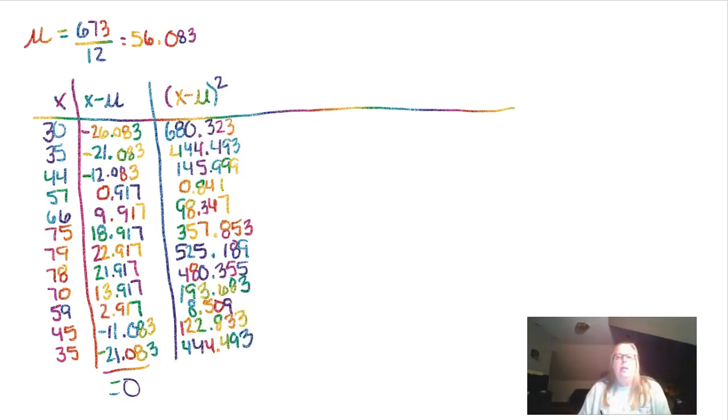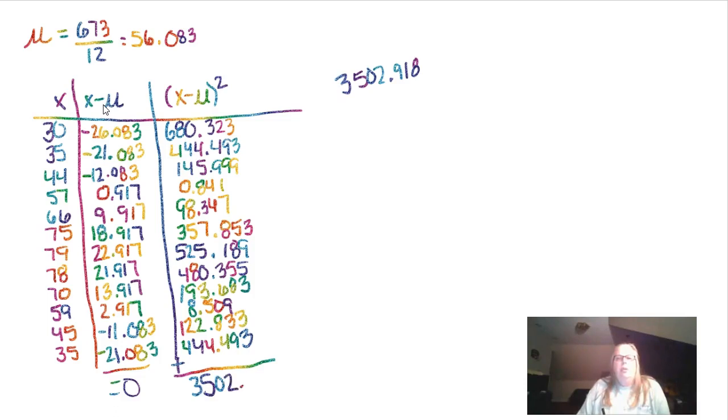Okay, and now you can see in column 3 I have actually taken column 2 and squared each one of those numbers and written them over here in column 3, again rounding everything off to 3 decimal places. All right, the next thing we want to do is add this column together, and we're going to get a grand total down here for all of the sums of the squares. All right, and my sum that I'm getting is 3,502.918.